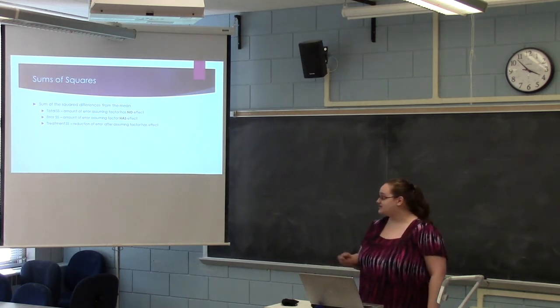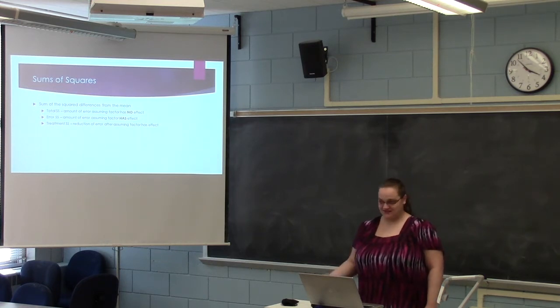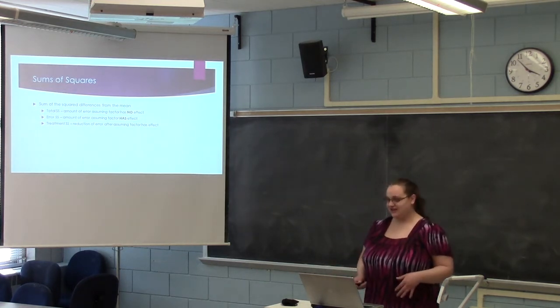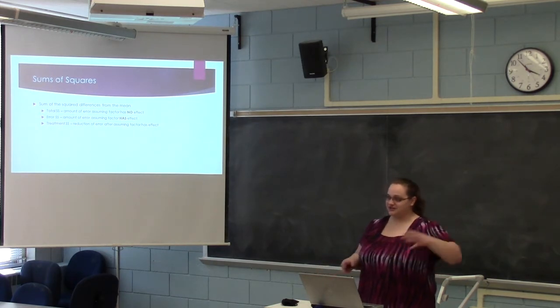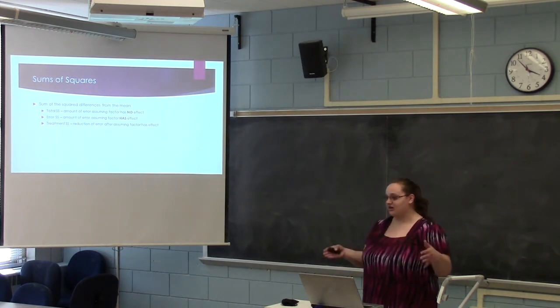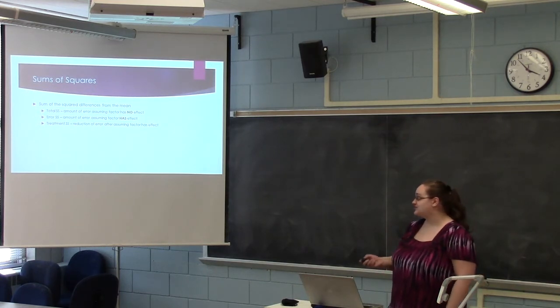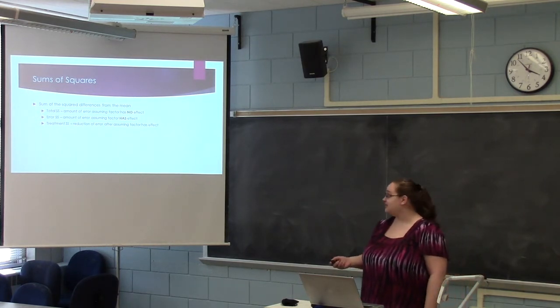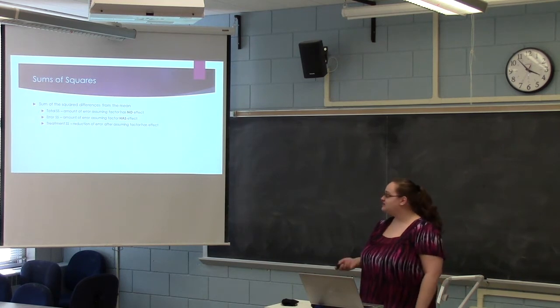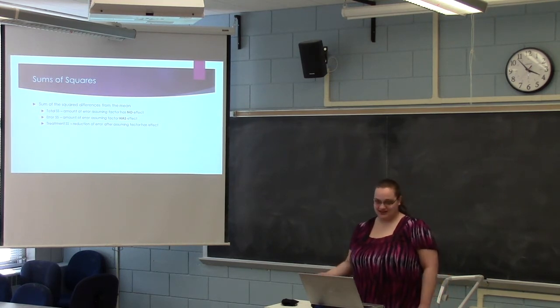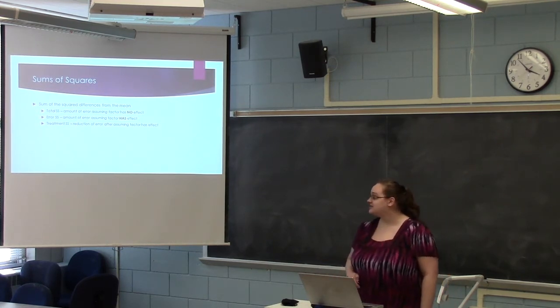And then for the error sum of squares, you would take the amount of error assuming that the factor has an effect. So you would put in the factor again, and you would compare the means for each group instead of overall. And then you also have the treatment sum of squares, which is the reduction of error after assuming that the factor has an effect. So you just take the total sum of squares minus the error sum of squares, and you get the treatment.